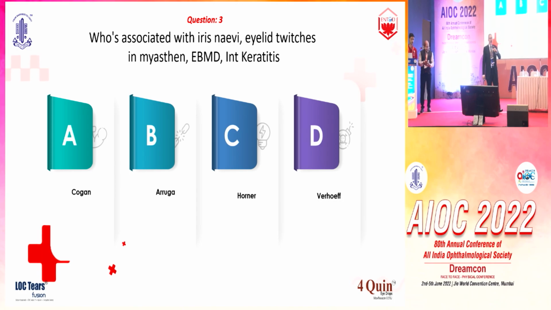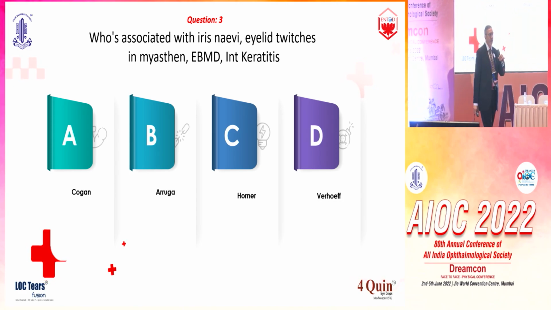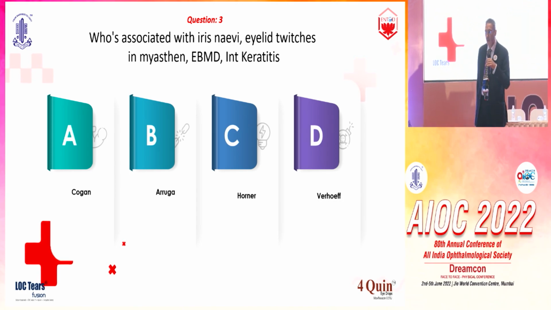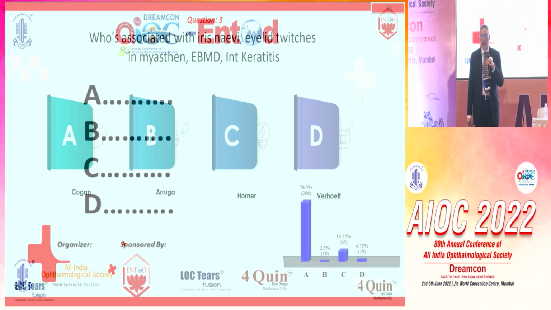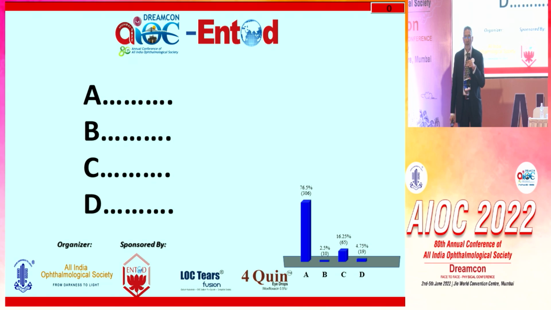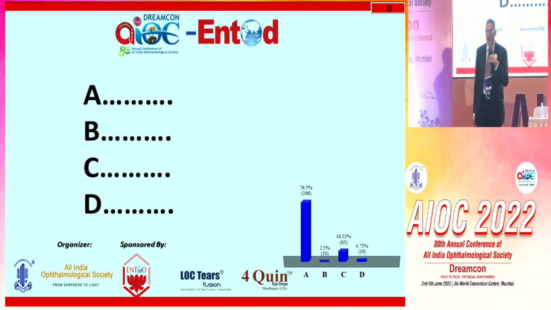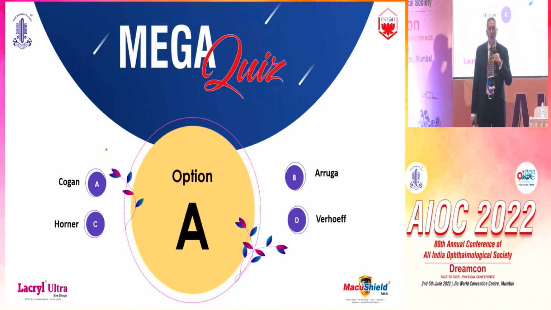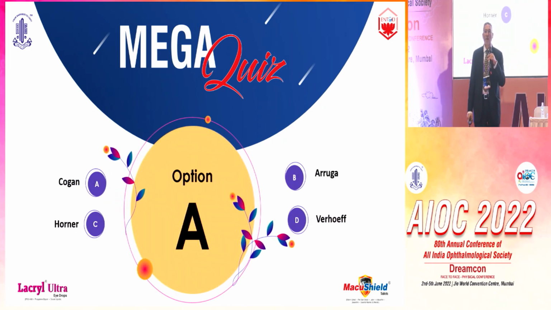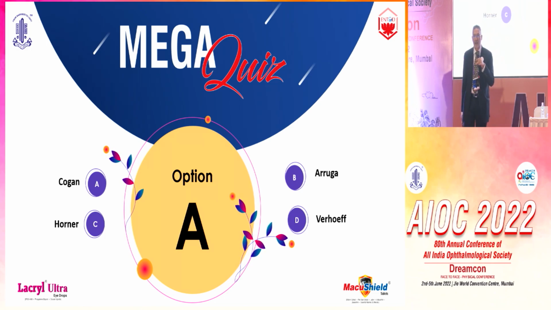This incidentally is picked up from the Indian Journal of Ophthalmology. And the correct answer is A, Cogan's disease, absolutely right. So many of you got that right. Cogan is the chap who gave his name to Cogan's interstitial keratitis as well as EBMD and so on. We go on to the next question.